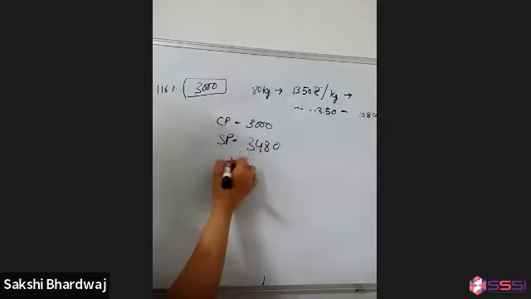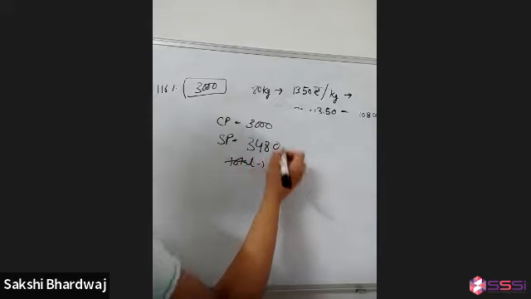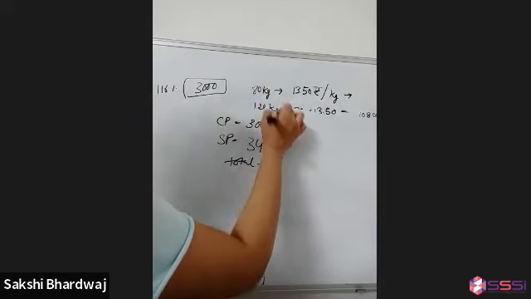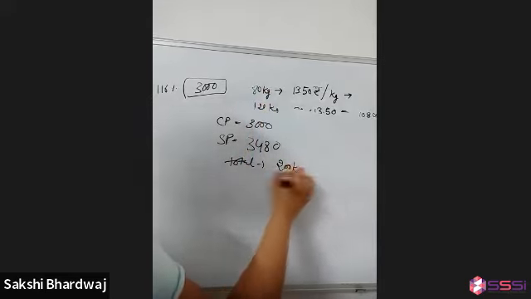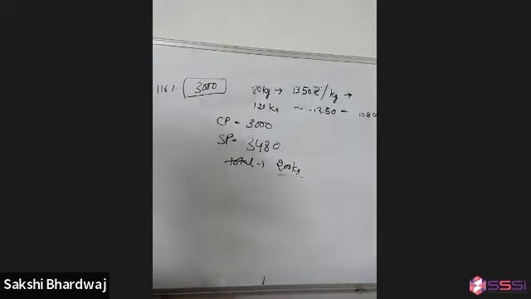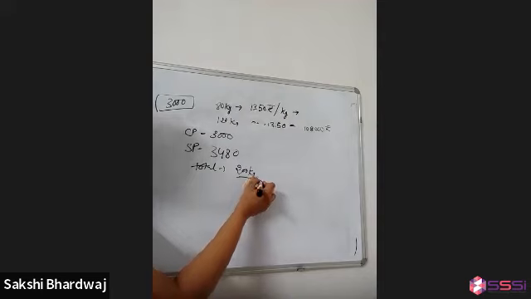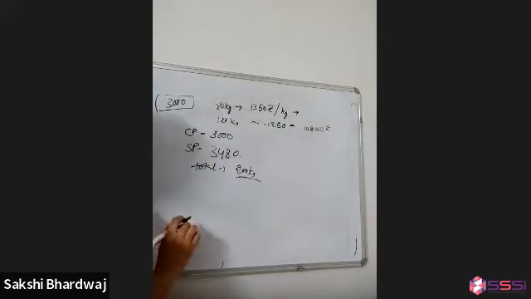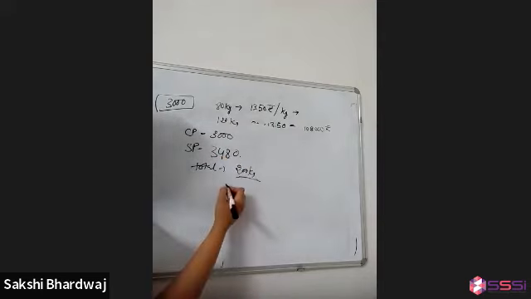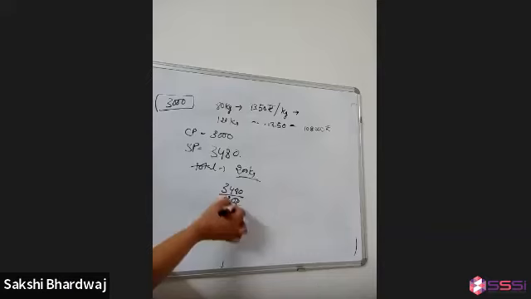And the total sugar is 80 kg and 120 kg. That means 200 kg. At what rate will he sell the sugar? 200 kg he sells at 3480. So what's the rate per kg? Per kg, that means 3480 divided by 200. That's the total sugar, 80 plus 120. Look, we had added the amount too.